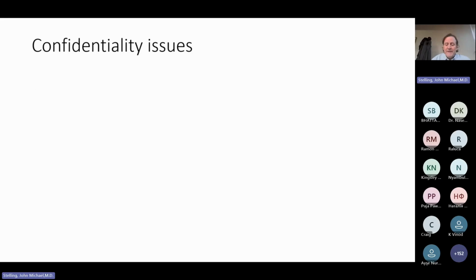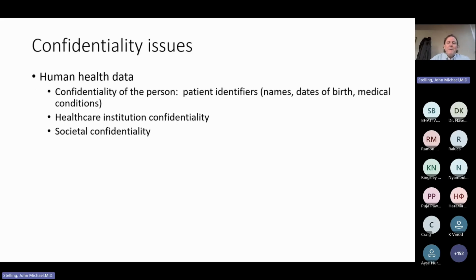Another high-level issue, confidentiality. Confidentiality, of course, is important. But the issues are different. When we talk about human health data, we especially think about protecting the person's name, their date of birth, their address, phone number, medical conditions. The patient is utmost in our mind. In the US, we have a law called HIPAA, protecting 18 identifiers or 17 identifiers that are considered to be confidential.